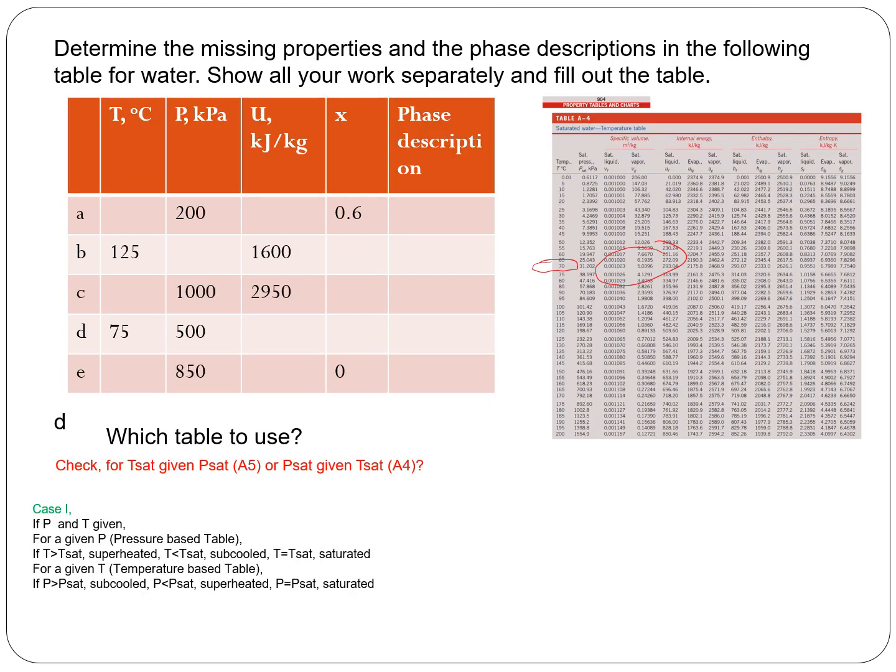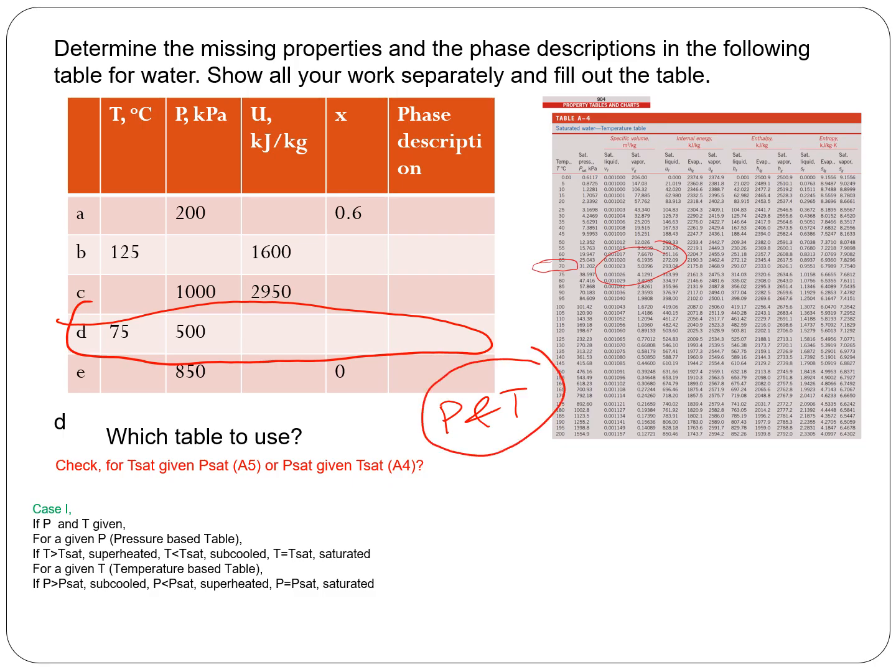Now we will move on to part D. So this is part D now. Here again, you need to see what is given. Here pressure is given, and temperature is given. Pressure and temperature are given. This is a keyword, not R, it is and.